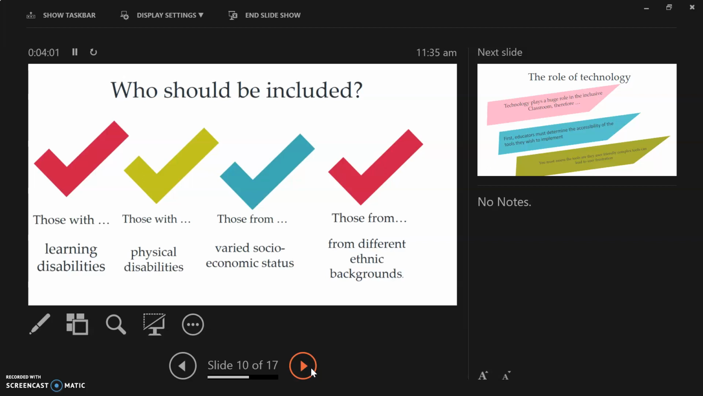So who should be included in these classrooms? Those with learning disabilities, those with physical disabilities, those from varied socioeconomic status, those from different ethnic backgrounds. All means all.